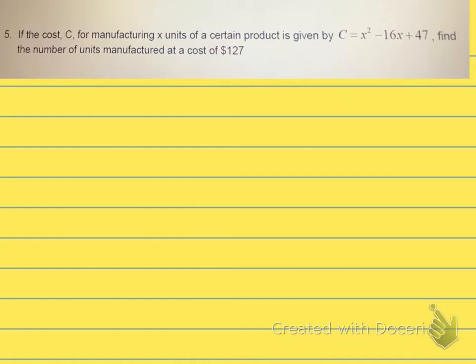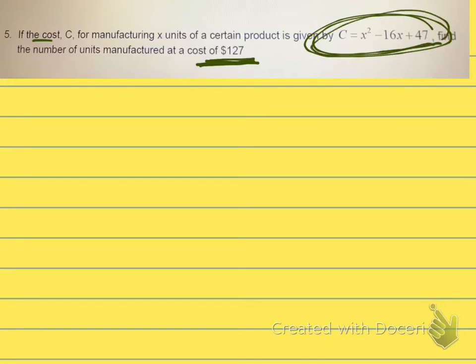If the cost of manufacturing x units of a certain product is given by this formula, find the number of units manufactured at a cost of 127. Okay, so I'm going to start with this formula right here. And then the only other thing they're telling me is that the cost is 127. So guess what? I'm going to plug that in right there for that cost. All right, let's do it.